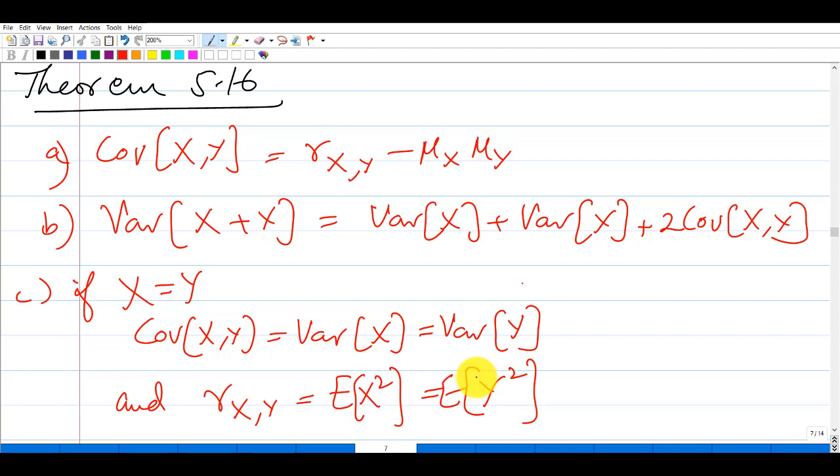So let's look at an example to understand some of these concepts that we have seen. These are simple concepts, but they are very useful concepts that are used very much in practical life. So let's have an example.